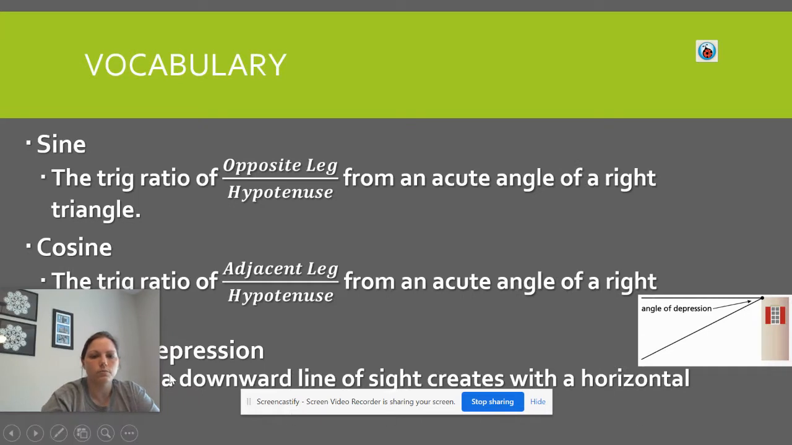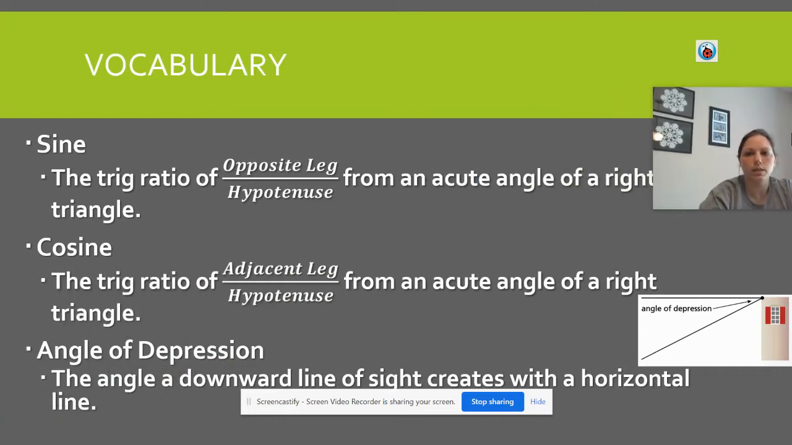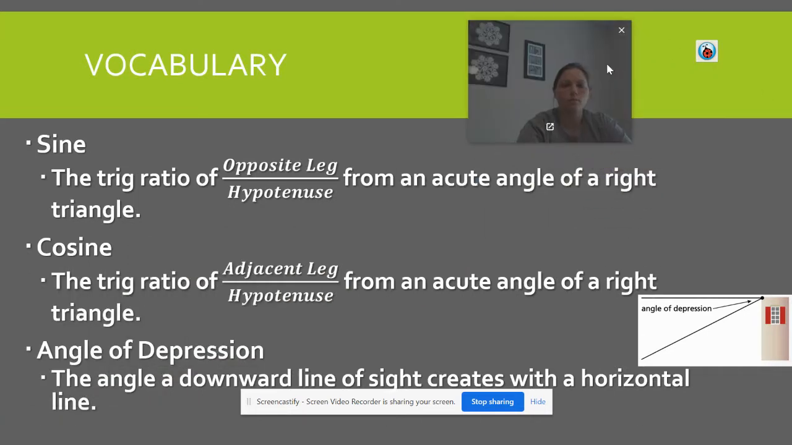Okay, so like before, I'm going to move this out of the way so you can see those. I'm not going to pause the video for the vocabulary, so take your time, pause, and write down all that you need, okay?